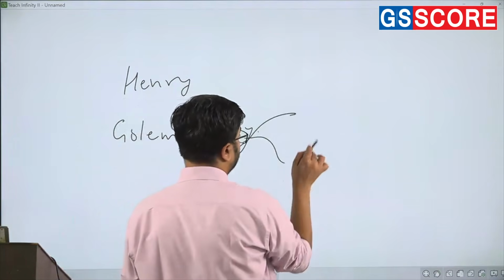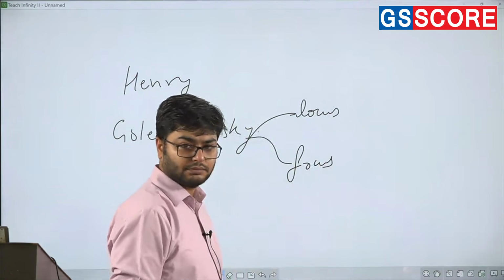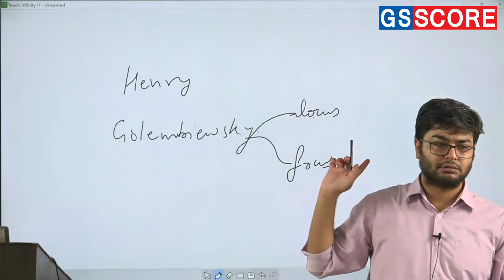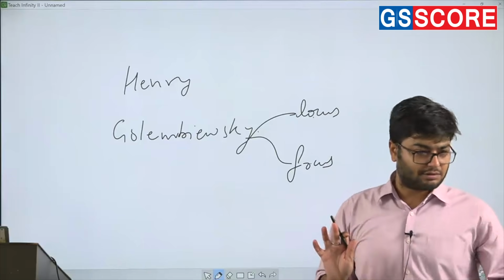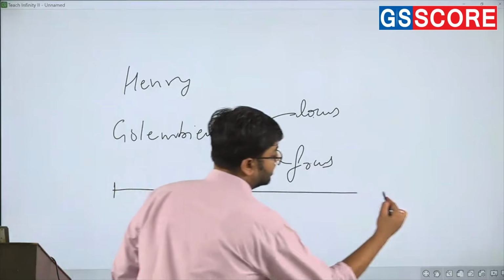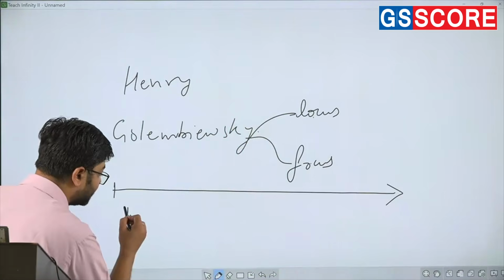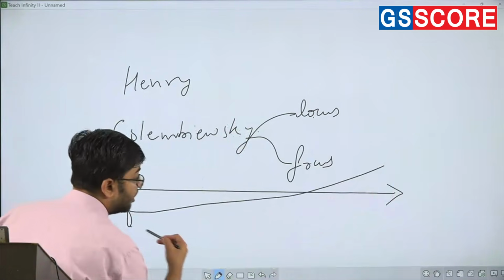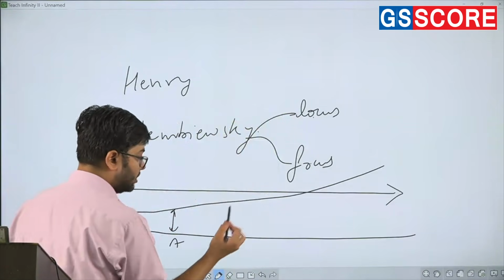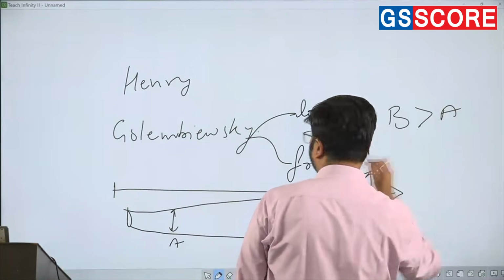Golembowski uses what? Isn't the locus and focus changing with evolution? Yes, changing. When this is changing, and if I see this as the path of evolution, hasn't the scope of public administration broadened? So B is clearly greater than A.